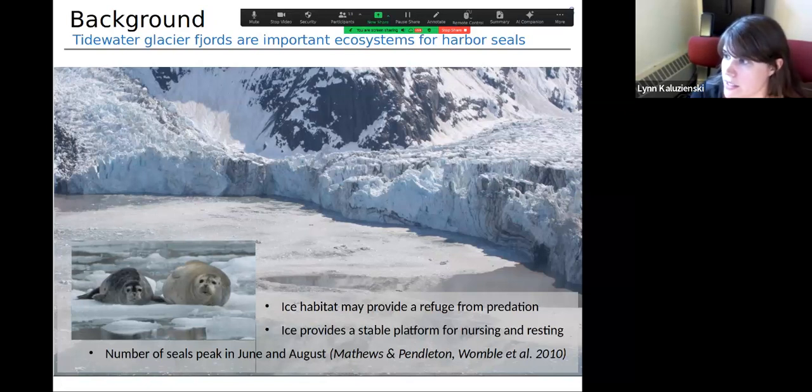And one of the reasons that seals choose these icebergs is because it's a stable platform. So they have to choose between whether or not to stay in the fjord or along the sides of the fjord. When they're on the side of the fjord, they're going to have to deal with the changing tides, whereas in the middle of the fjord, they don't have to worry about that. But there are other trade-offs. They have to dive for longer periods to forage for food if they're in the middle of the fjord. So there are some trade-offs of why they choose icebergs.